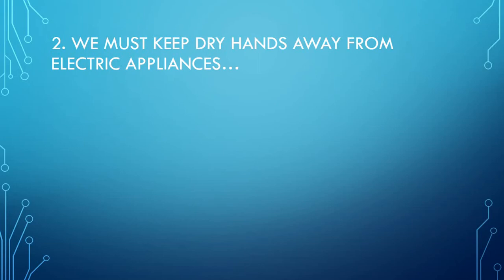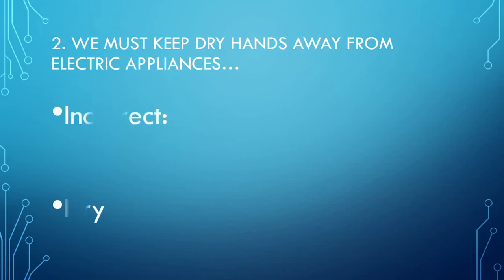Moving on to number 2. We must keep dry hands away from electric appliances. Electric appliances like switchboard, refrigerator, TV cables and other things. So we must keep dry hands away from electric appliances. Which word goes wrong here? Please underline that if you have written the question. If you haven't written the question, please write down which word is incorrect from this sentence.